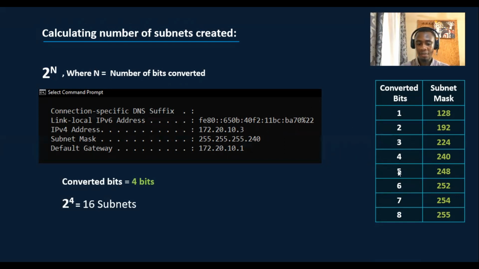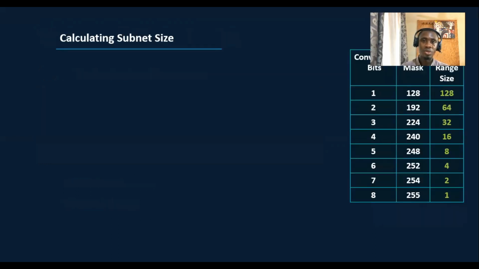If you convert 5 bits, it will be 2 raised to the power 5, and that should give you, I think, 32. Yes. So I hope you're getting it up to this one. This is how to know the number of subnets that you can create depending on the number of bits that you borrow. So the next thing we want to look at is calculating the subnet size.